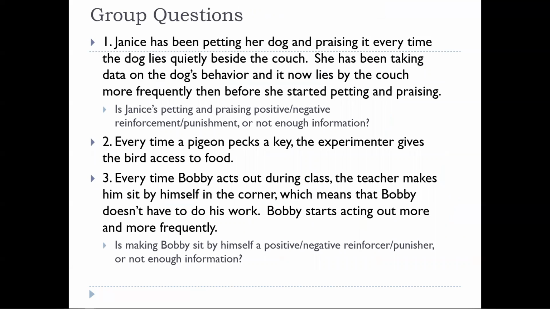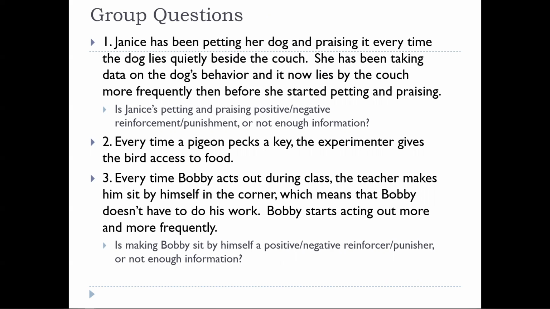So let's think of a group of questions. Janice has been petting her dog, and praising it every time the dog lies quietly beside the couch. She's been taking data on the dog's behavior, and it now lies by the couch more frequently than before she started petting and praising. Is the petting and praising positive, negative? Is it reinforcement, punishment, or not enough information?